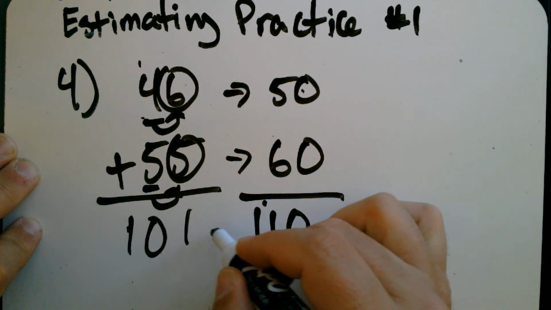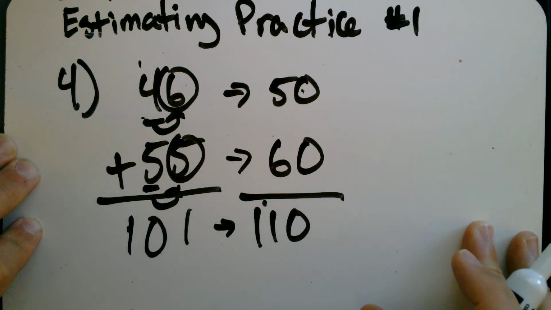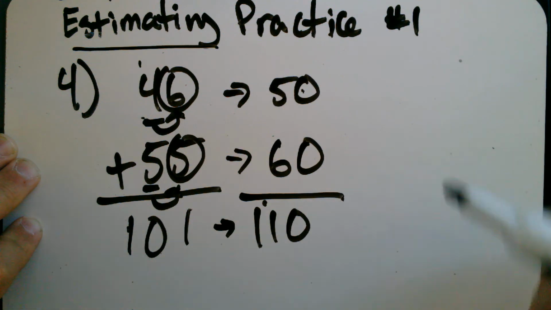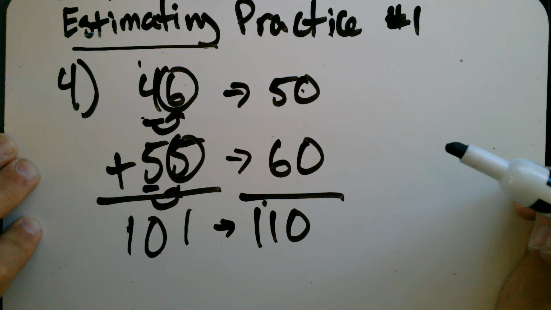Now that's a little bit of a difference. I mean, there's a little bit of difference there, but again, estimating or rounding means we're just trying to get close. It doesn't need to be exact. We're just trying to get close.